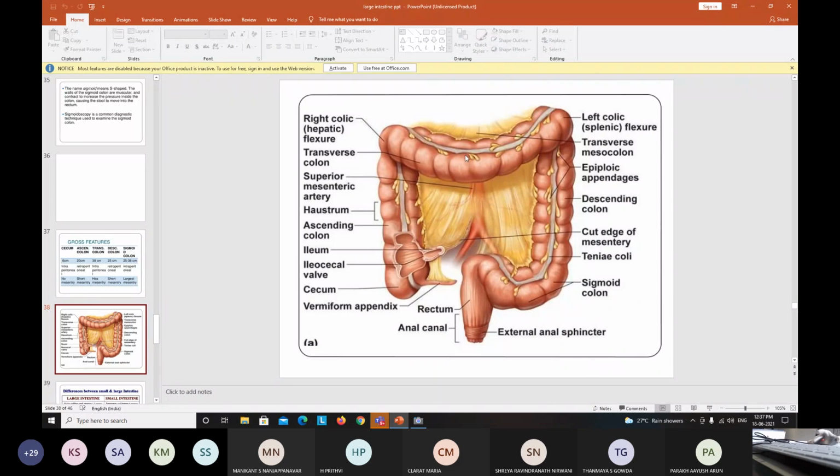This is the transverse colon. Transverse colon. These are fatty pouches, epiploic appendages. Descending colon. Then this is a taenia coli. This is the sigmoid colon, rectum, anal canal. Okay.